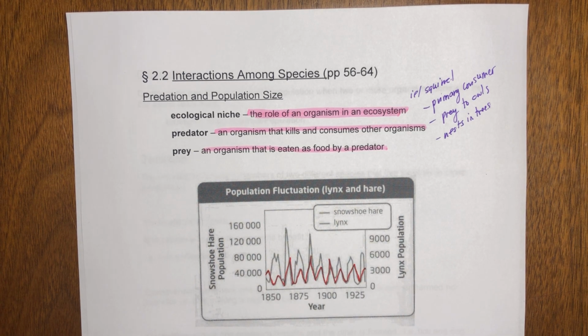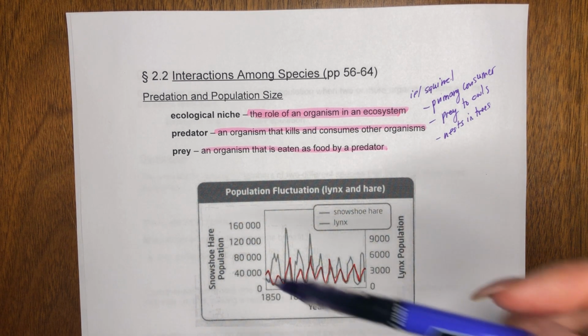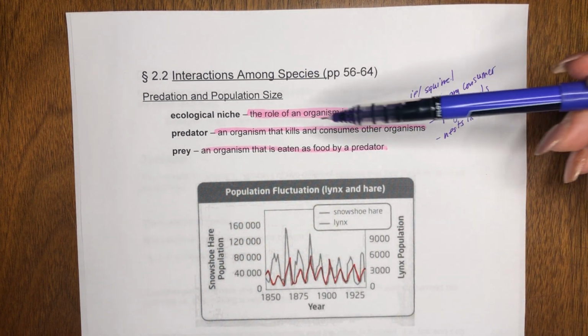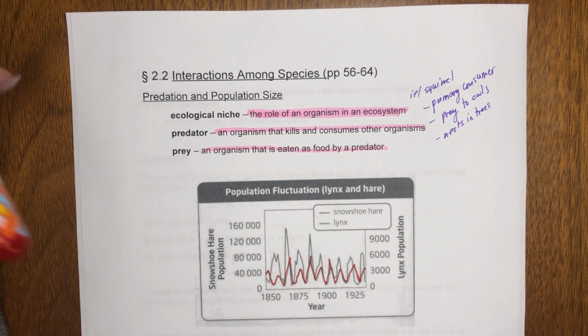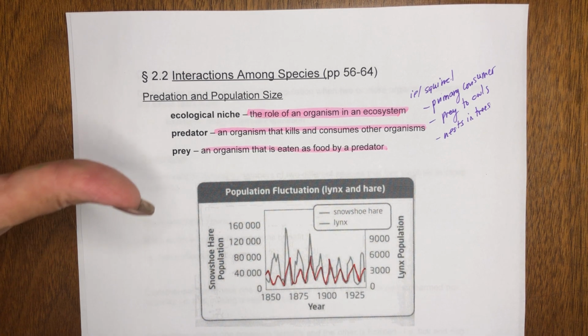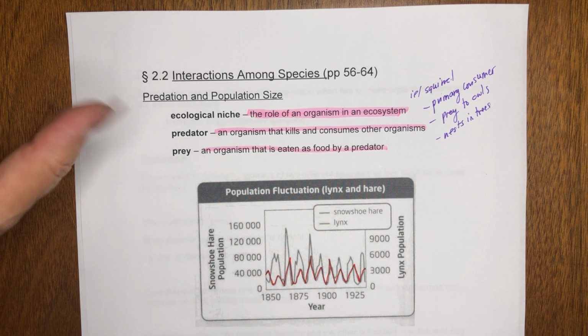So predation involves predators and prey, and both predators and prey are what are known as ecological niches of an organism. So if you're a predator or a prey, that is your niche. That is your role in the ecosystem. So as mentioned, the ecological niche is the role of an organism in an ecosystem. So for example, being a predator or a prey would be an example of that.